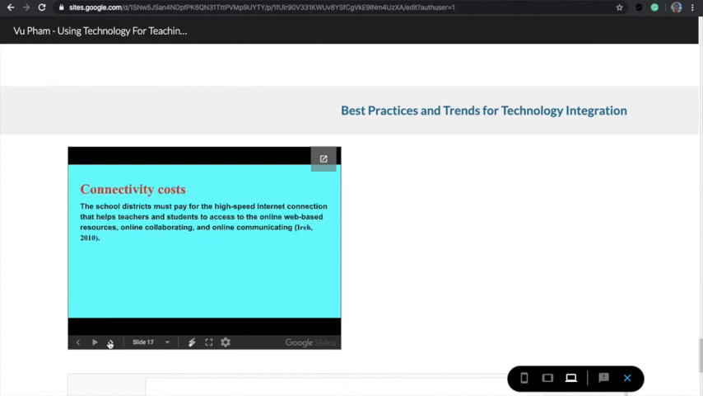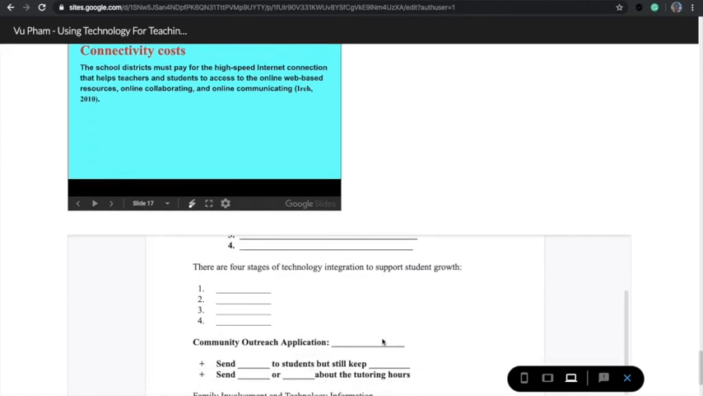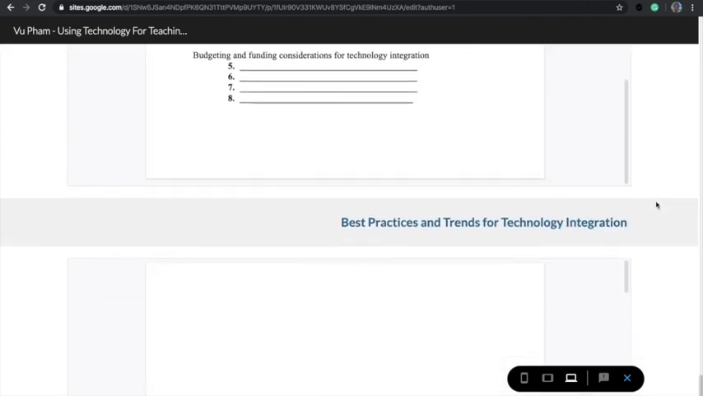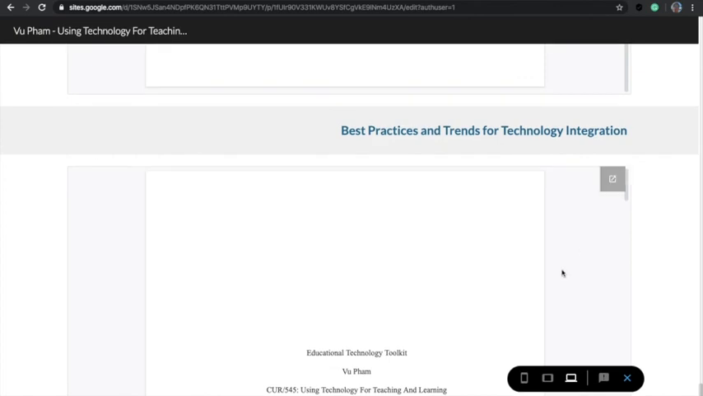Overall, this class is a very good class for me because it helped me to understand and to try new technology in teaching.